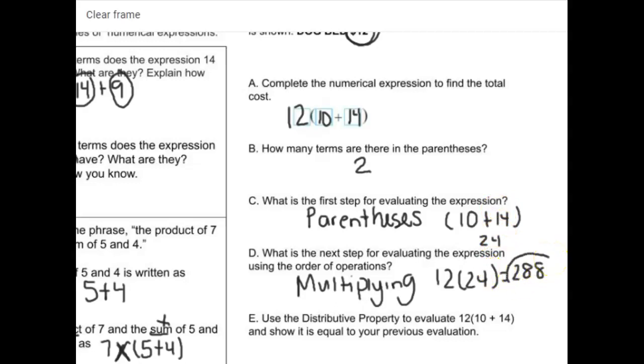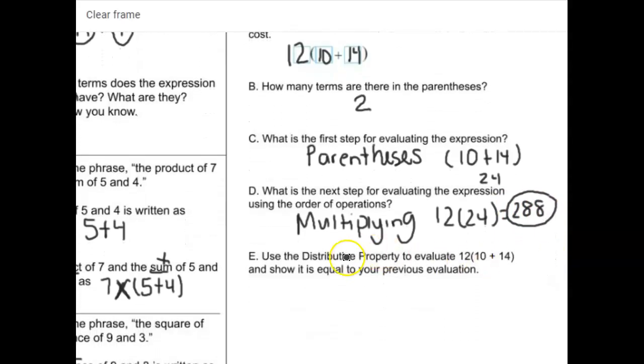Now, that's one way you can solve it. Another way they're asking you to solve it down here is using the distributive property. Now, I think you've been introduced to the distributive property before, and I'm just going to do a little refresher of how to do it. I'm going to rewrite the problem.